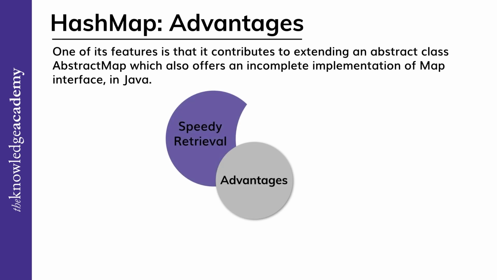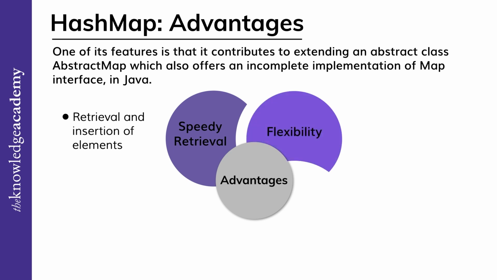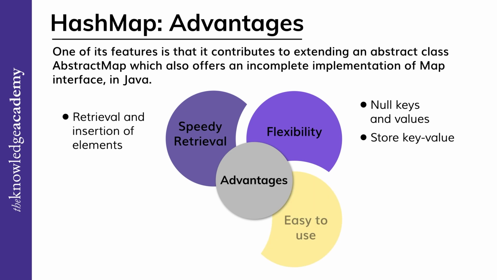A. Speedy retrieval. The retrieval and the insertion of elements are quick. This is because it offers constant time access to elements. B. Flexibility. It allows null keys and values. It can store key-value pairs for any data type in Java. C. It's easy to use. The easy interface of Java HashMap is a useful feature. This is because Java can implement it without difficulty.